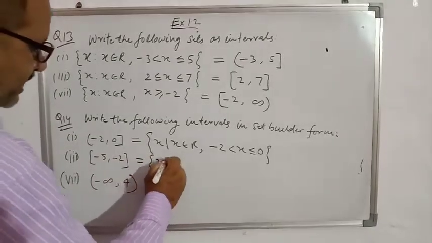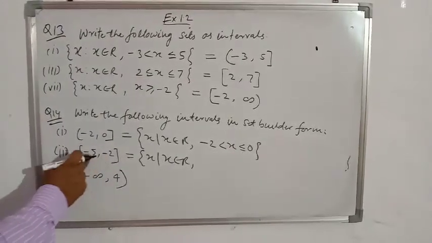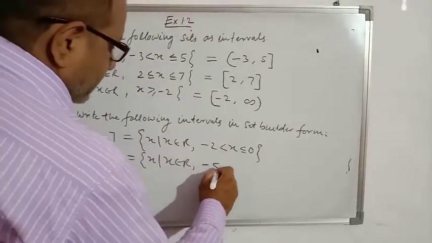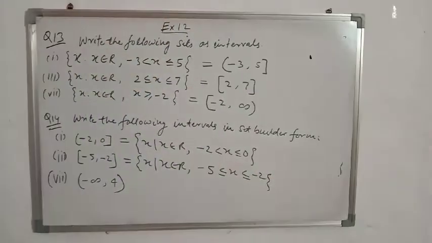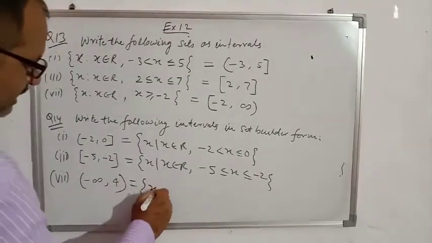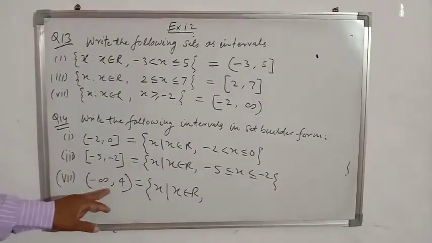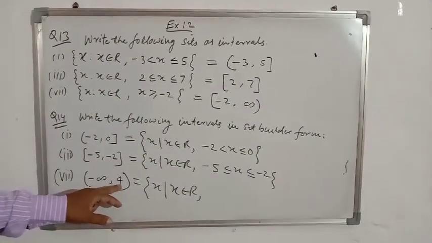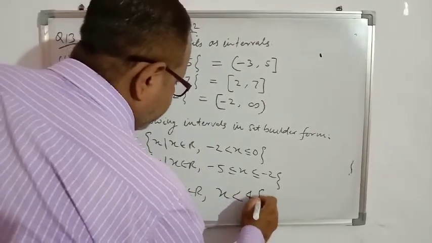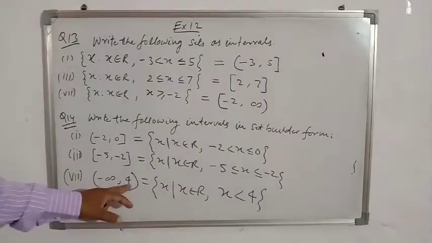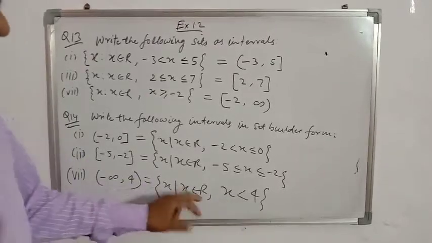Next one, we will write x such that x belongs to the closed interval, where both endpoints are included. So we will write minus 5 less than or equal to x less than or equal to minus 2. And the last one, x such that x belongs to minus infinity to 4, where 4 is not included. So we will write x less than 4. All those numbers which are less than 4. So x less than 4, x is a real number.